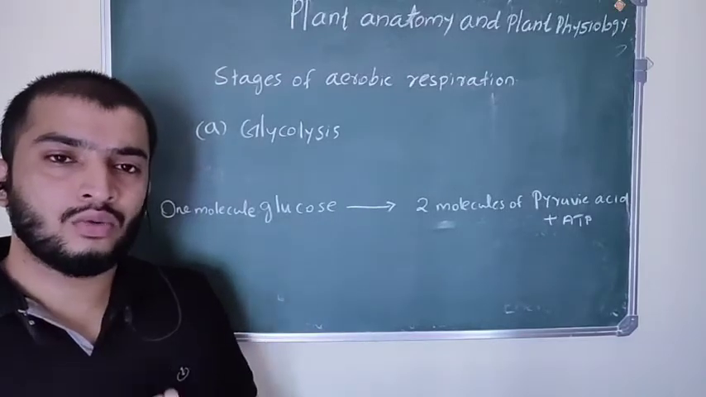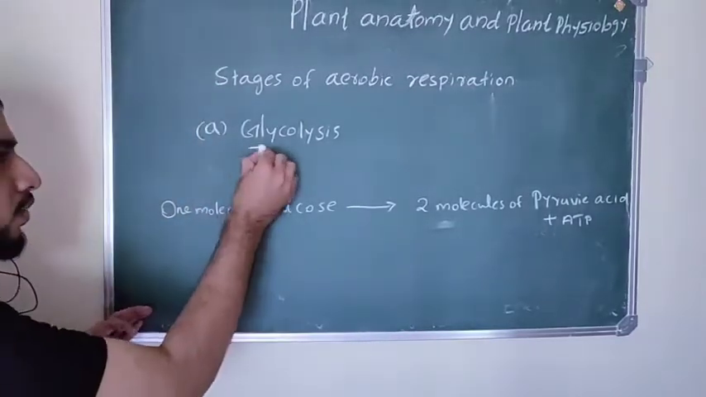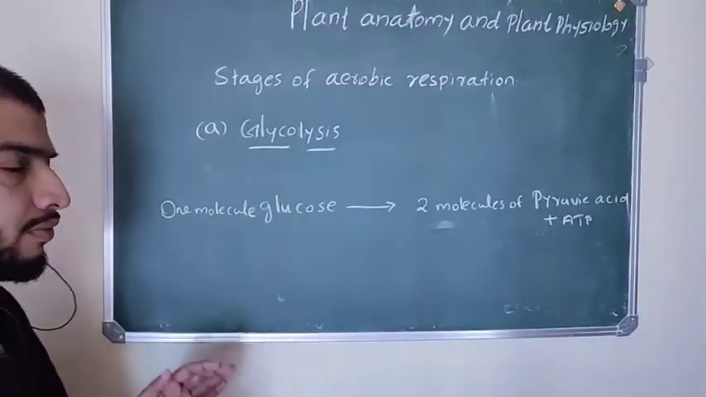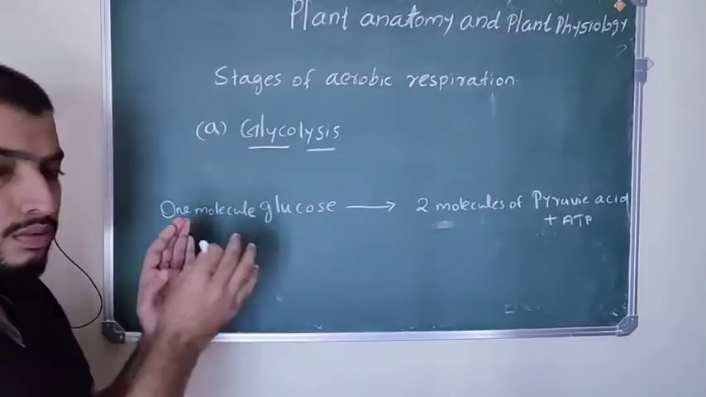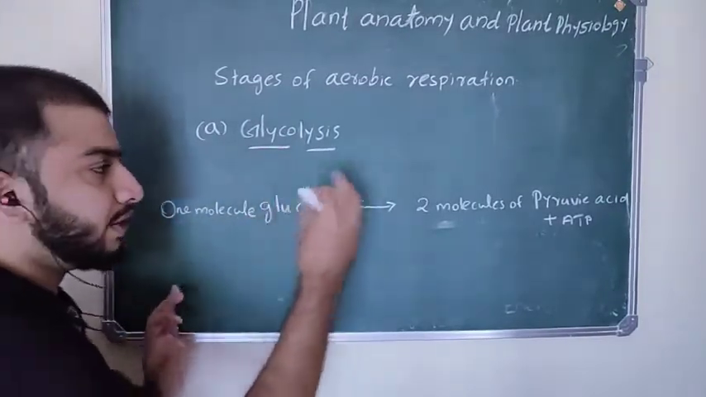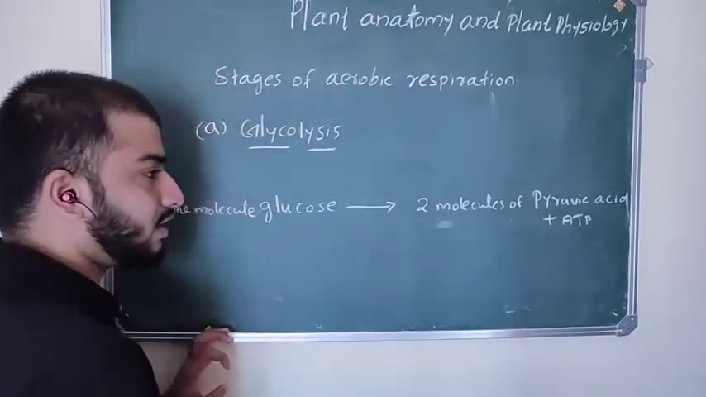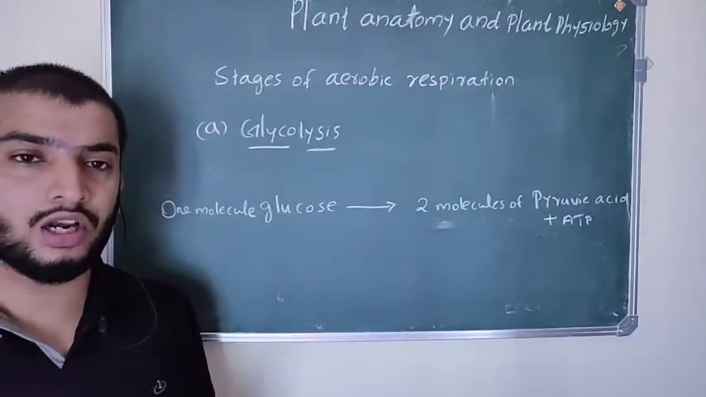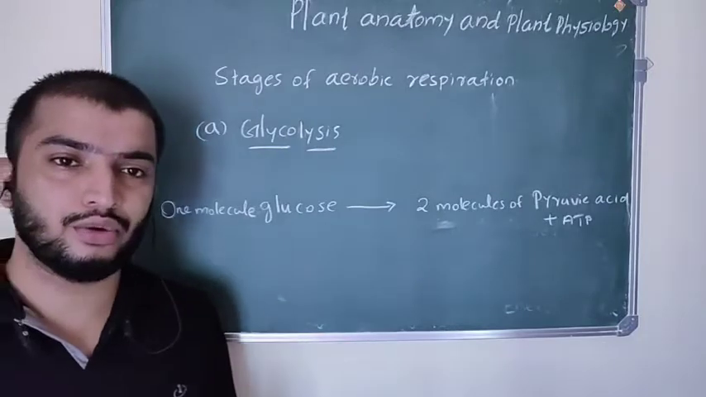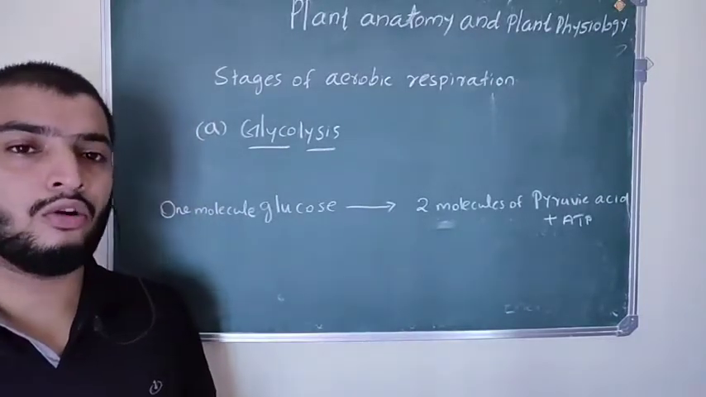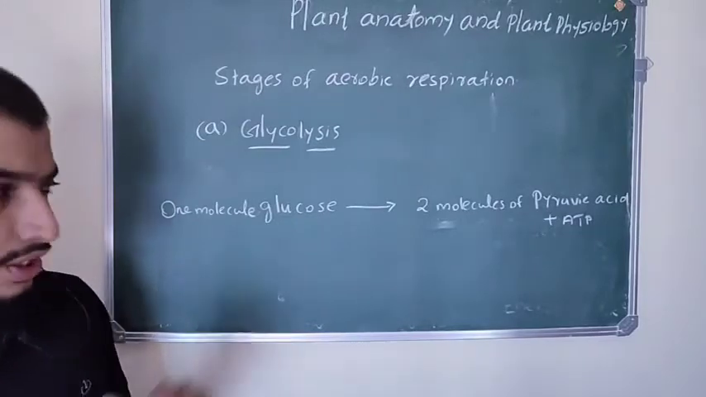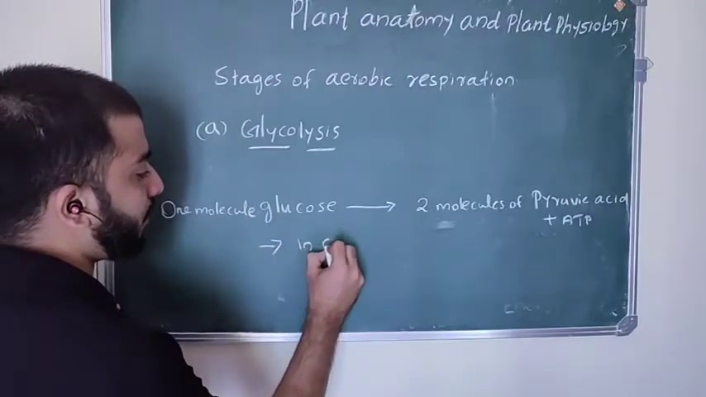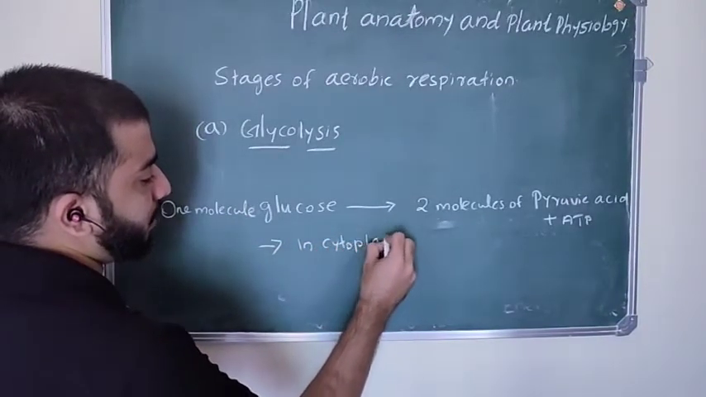What is meant by glycolysis? Glyco means glucose, lysis means splitting. Here one molecule of glucose is split into two molecules of pyruvic acid, and with this, energy in the form of ATP is also produced. This is called glycolysis. This stage of aerobic respiration takes place in the cytoplasm of the cell.